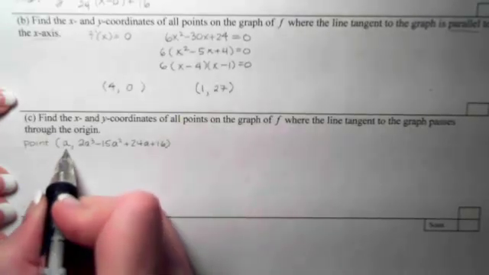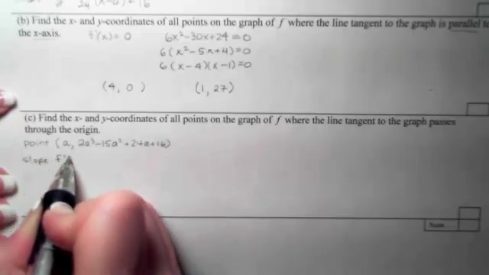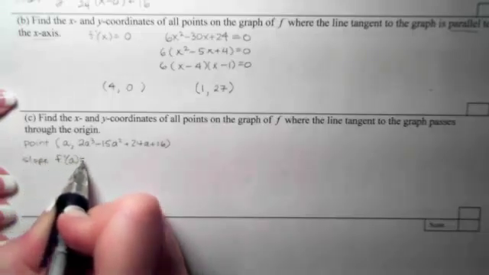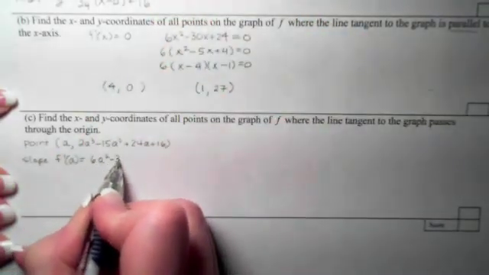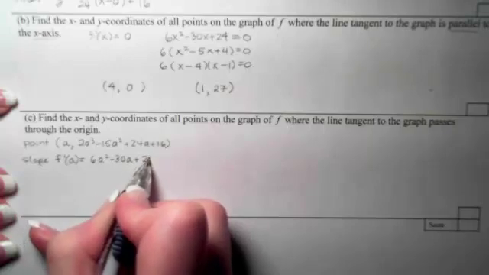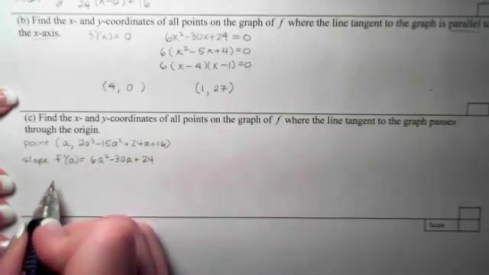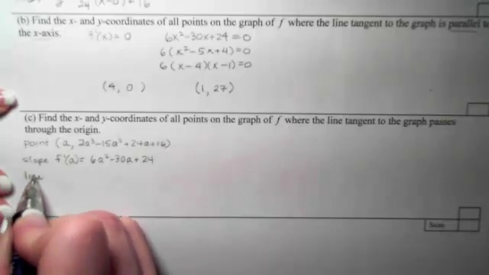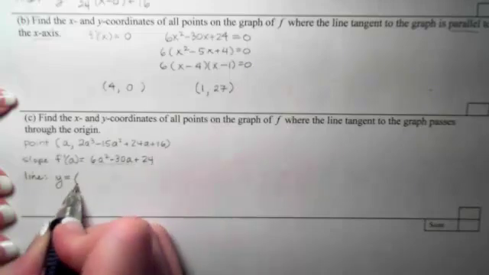And then I need the slope that goes with that point, which is f prime with an a plugged in. So that will be 6a squared minus 30a plus 24. Now I have something that looks pretty complicated, but I can still write the equation of the line. The line will be y equals this slope.